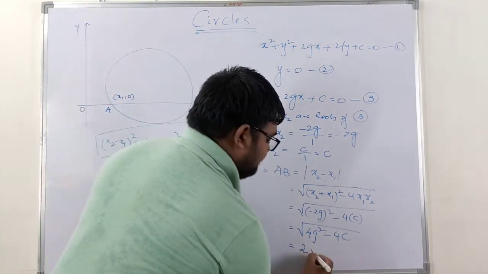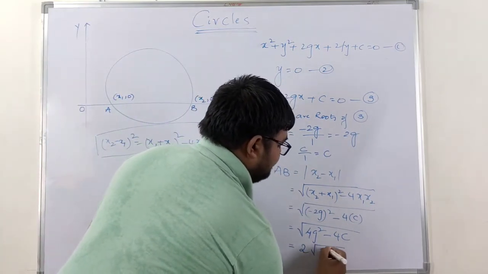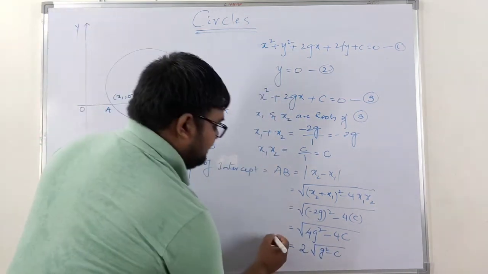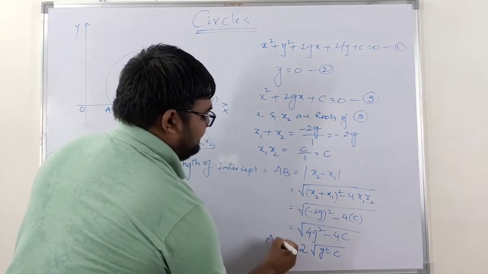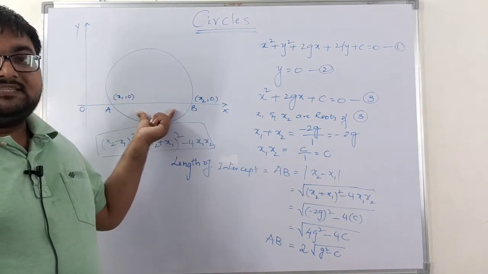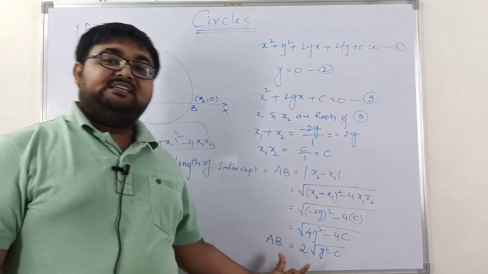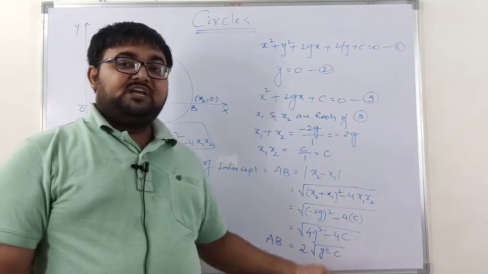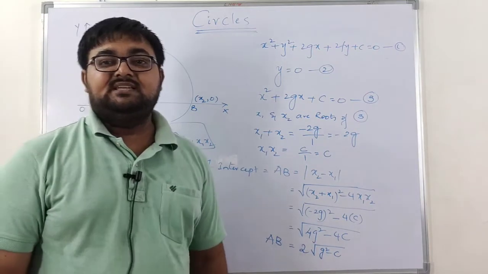So 2 into square root of g square minus c. This is nothing but my length of intercept when my circle intersects the x axis. So when my circle intersects the x axis, my length of intercept is given by AB is equal to 2 times root of g square minus c.